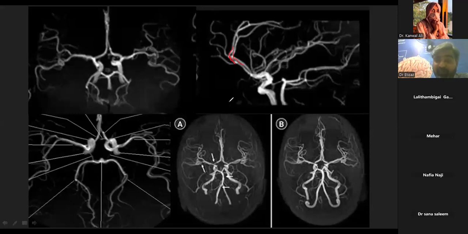Anterior communicating? No, the anterior communicating will be here, not here. The distal ACA, is it? Precallosal. So is this the same artery, one artery only? This one and this one? Yeah, bilateral. Which side, right or left?